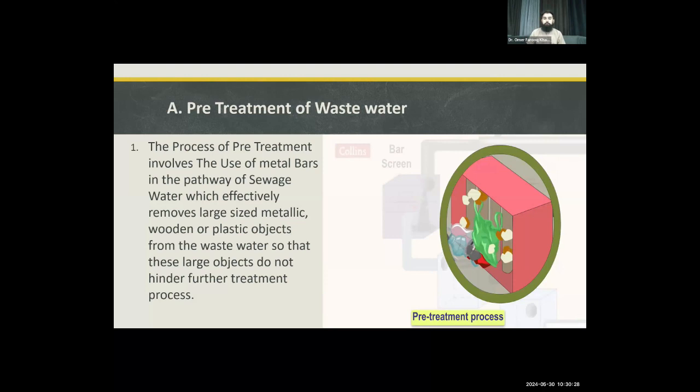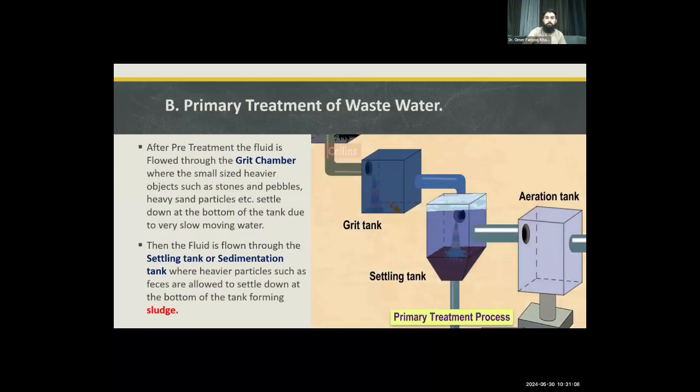So whenever wastewater starts entering a water treatment facility, metal bars are installed in the pathway of that sewage so that all of the larger plastics, metallic objects, stones, wooden parts, or any large physical object is stopped right at the pre-treatment stage, so that only smaller objects and the actual waste materials go into the treatment facility. So this is the pre-treatment of the water.